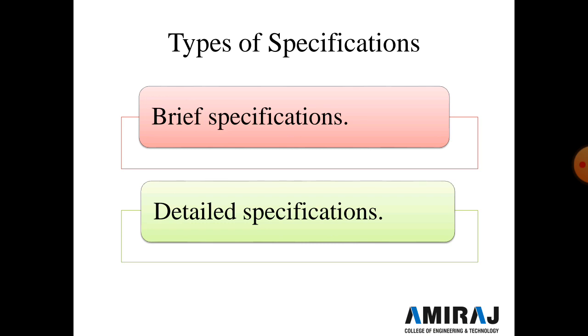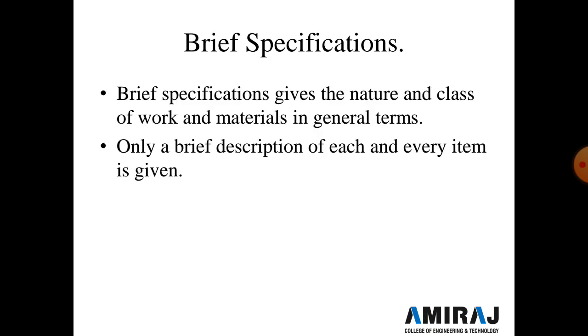First is a brief specification, and second one is a detailed specification. So what is brief specification? Brief specification gives the nature and class of the work and material in general terms to be used in the various parts of the work from the foundation to superstructure, and only a brief description of each and every item is given, and it is useful for estimating the project. They give a general idea of the whole work.